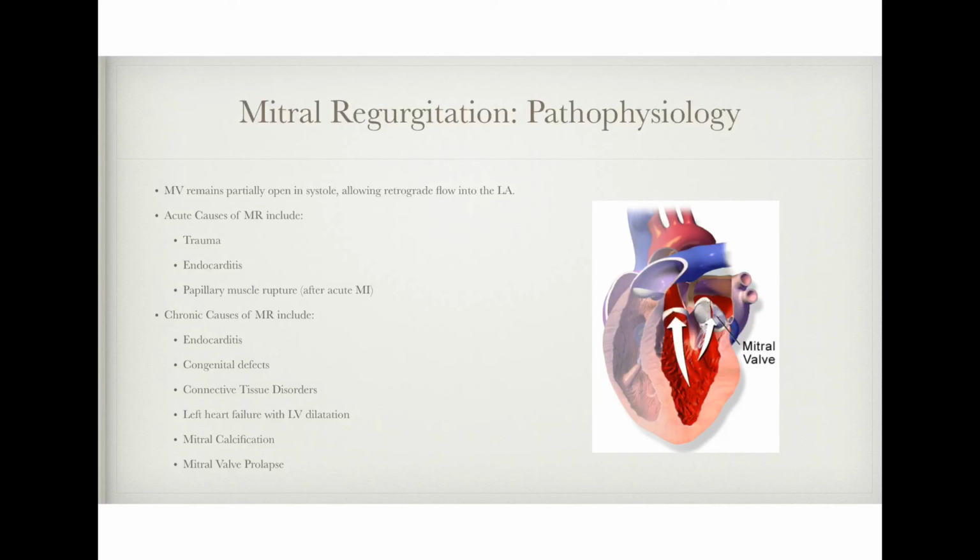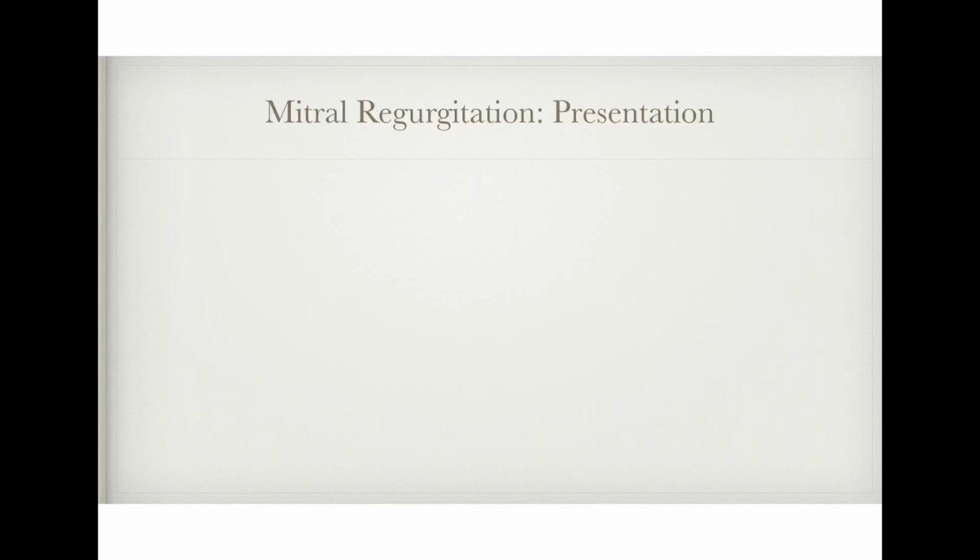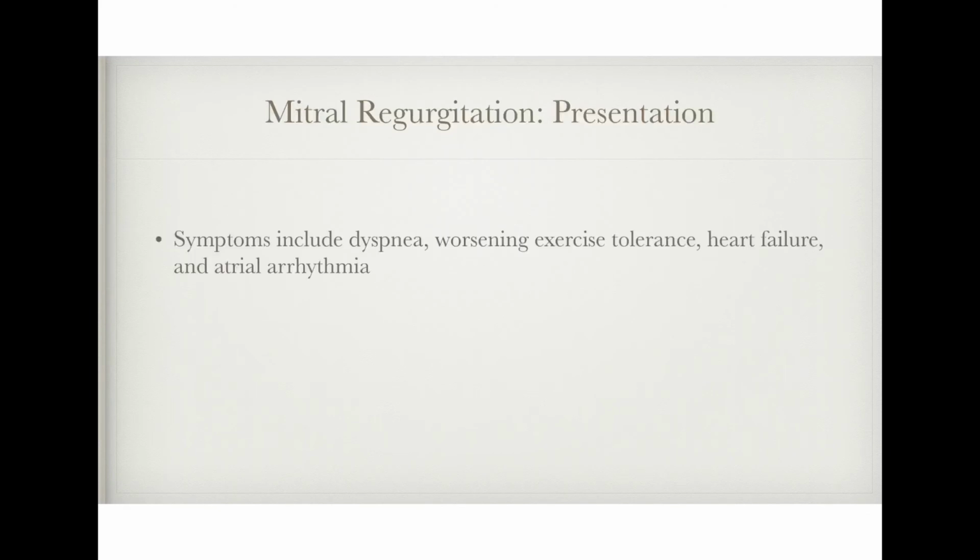Here's again a picture of the mitral valve. The chordae tendineae, normally anchored to the papillary muscle, hold the mitral valve leaflets closed during systole, but if there's an opening during systole, blood will get ejected out through that opening into the left atrium, causing the symptoms. The main symptoms that you're going to look for are dyspnea, worsening exercise tolerance, heart failure, and similar to mitral stenosis, atrial arrhythmia such as atrial fibrillation as a result of increased left atrial pressures and stretch.